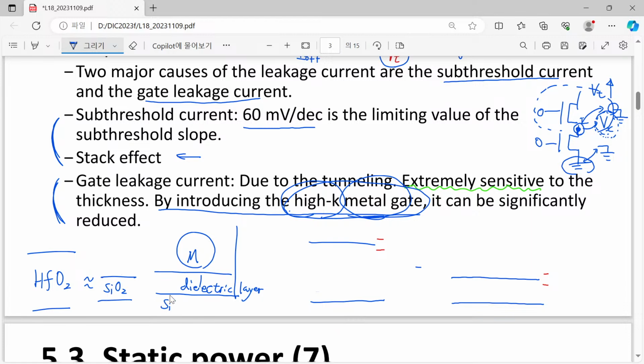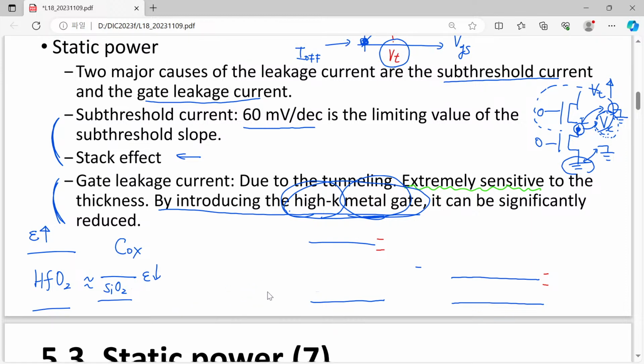In terms of what? In terms of effective oxide capacitance, because hafnium oxide has a much higher relative permittivity, and silicon dioxide has a relatively low permittivity. So even though we have quite a thick layer, but it is, sorry about that, the pencil is stuck, so we have to wait.